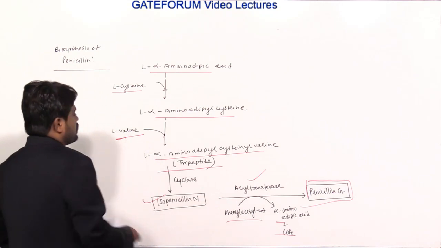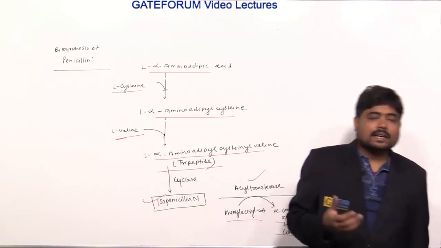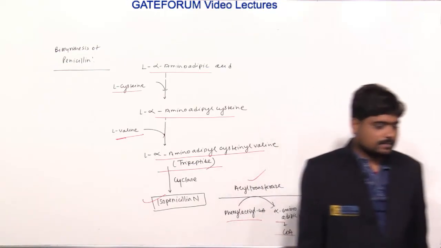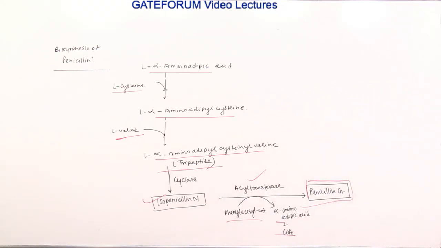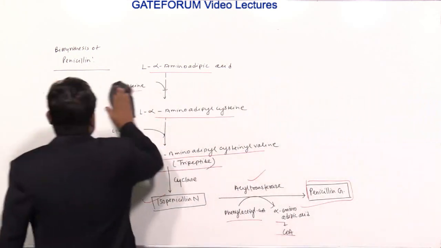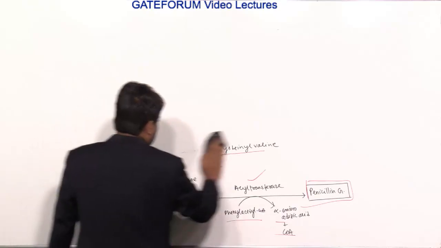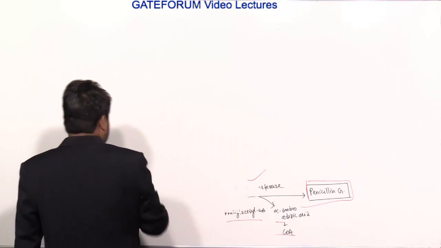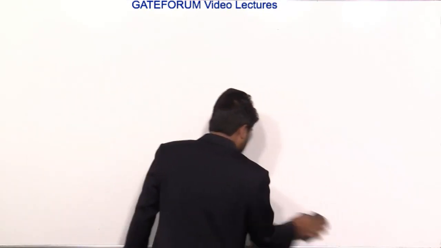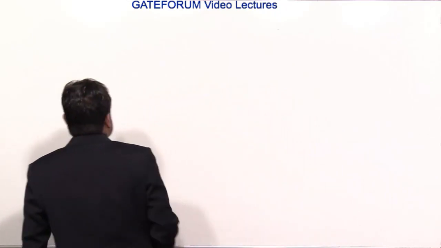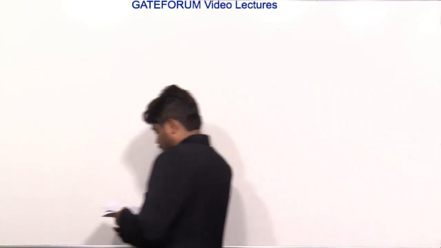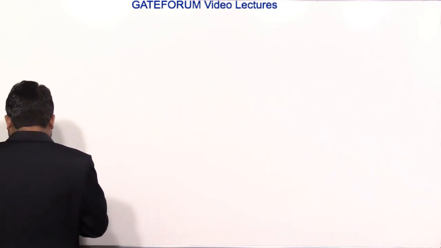Then after that I am going to explain the production process of penicillin. So what are the ingredients that we are going to add for the production of penicillin? See here. Then the next is the production process of penicillin. See here, what is the production process?